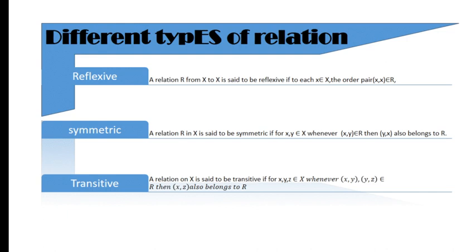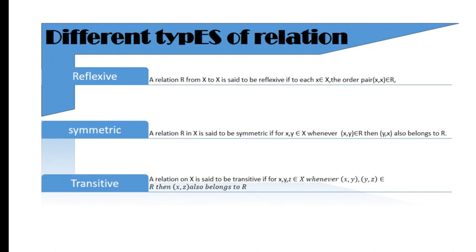The next relation is symmetric relation. What is meant by symmetric relation? This relation is called symmetric if, considering two elements x, y belonging to capital X, the ordered pair (x, y) belongs to R, meaning x is related to y, then y is also related to x. This relation is called symmetric relation.